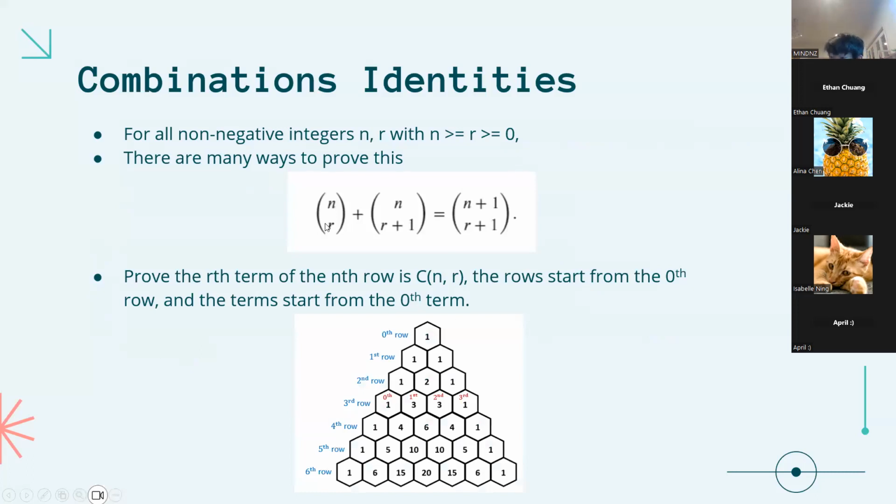Okay, so remember the brackets n over r, that's the number of ways to choose r things from n things, and it's equal to n factorial over r factorial times n minus r factorial, which is easy to prove. So this is our first identity. If n is bigger than or equal to r, which is bigger than or equal to 0, and they're integers, then n choose r plus n choose r plus 1 is equal to n plus 1 choose r plus 1. I'll give you guys a few minutes to prove that.